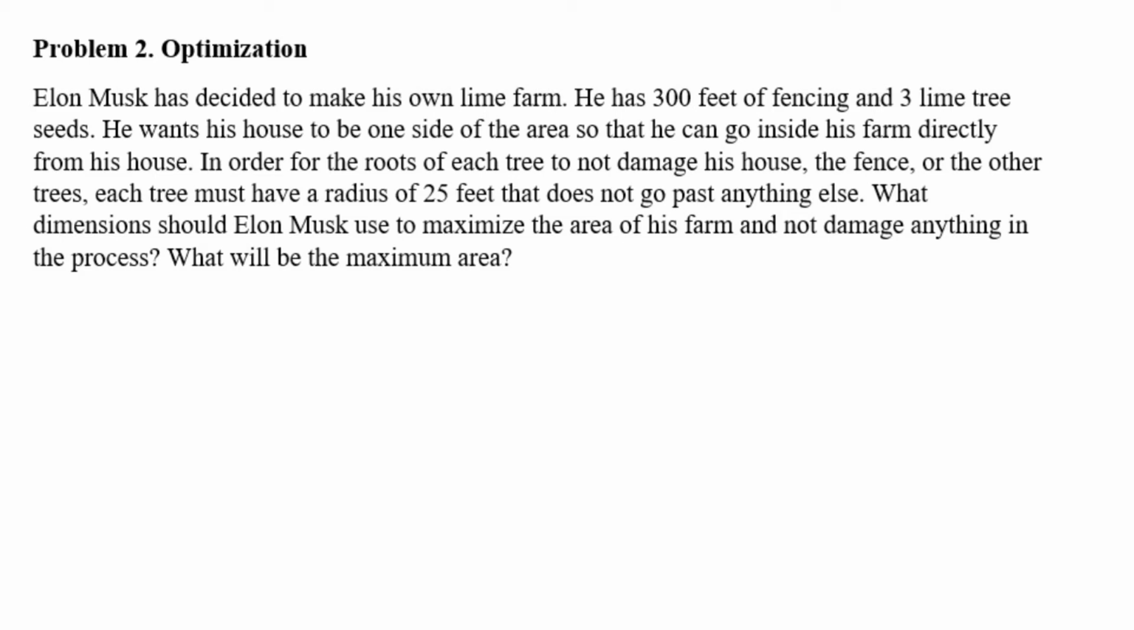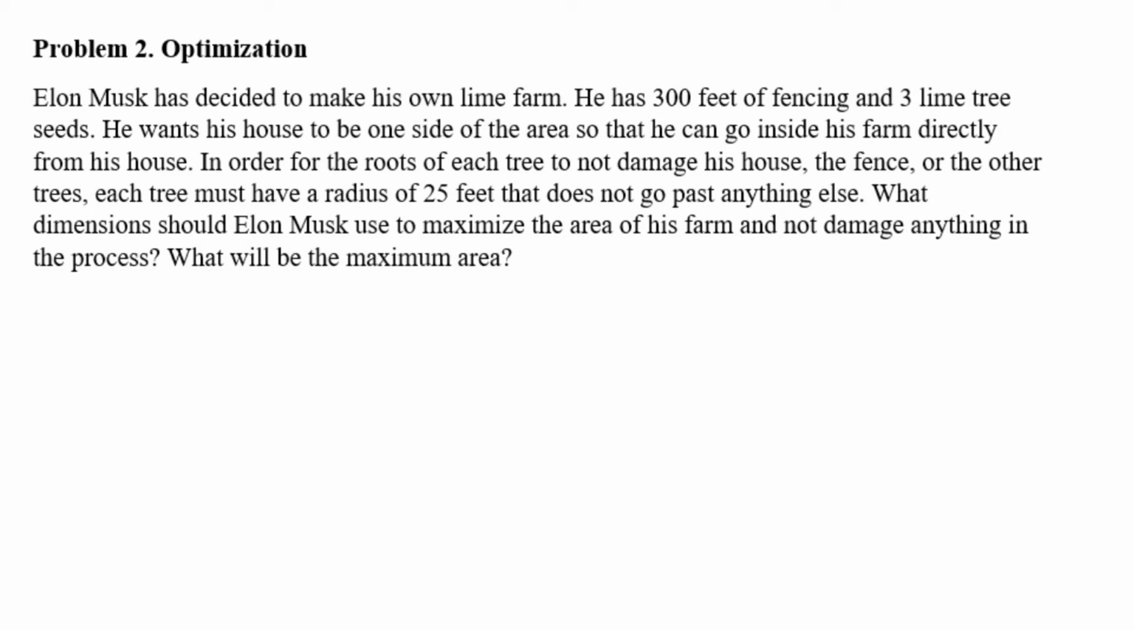In order for the roots of each tree to not damage his house, the fence, or the other trees, each tree must have a radius of 25 feet that does not go past anything else. What dimensions should Elon Musk use to maximize the area of his farm and not damage anything in the process? What will be the maximum area?